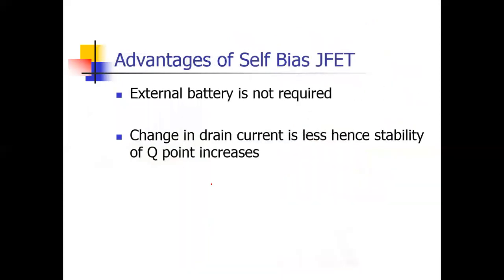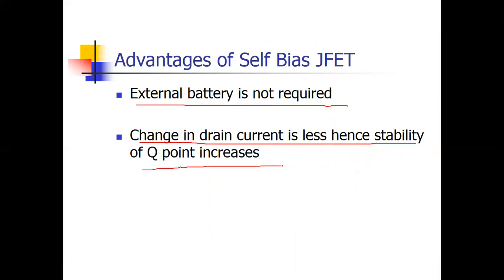Next is, what are the advantages of self-bias? First of all, if you remember, we are not using an external battery at the gate. That is the most important advantage. Second is, change in current is very less, hence stability of Q point increases.